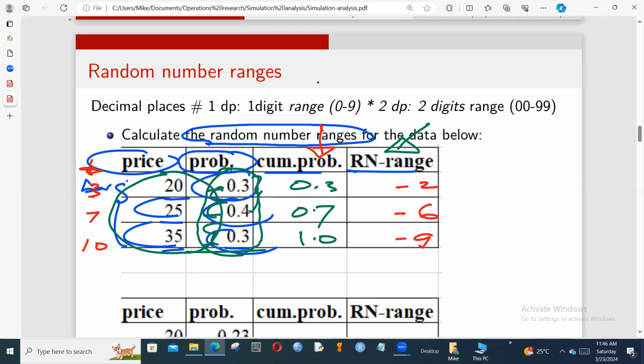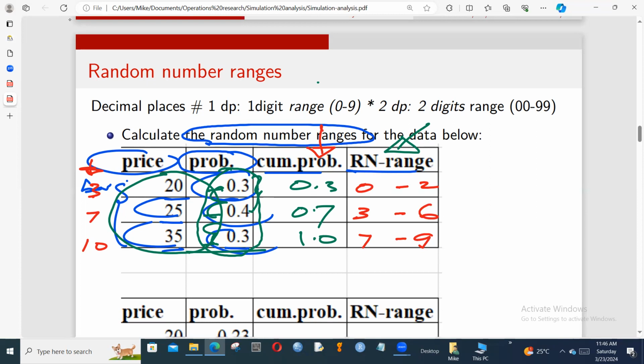Now the lower limit will definitely be 0 to 2. Because you want to make it continuous, the way you do statistics, and you're creating a continuous variable, 0 to 2, then 3 to 6, then 7 to 9. So this will be the random number range.